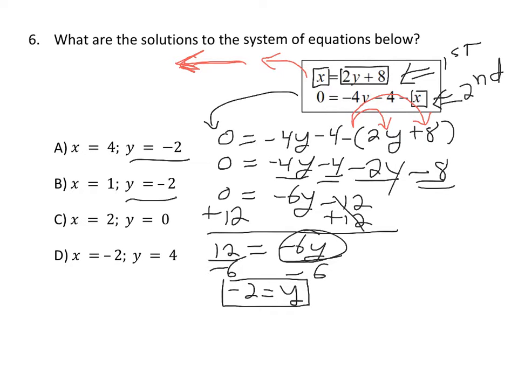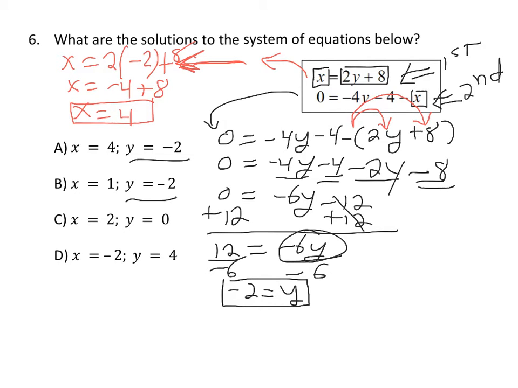So x equals, we need to find the value of x, 2y. Oh, I know y, negative 2, plus 8. There you go. So x is negative 4 plus 8, so x is positive 4.